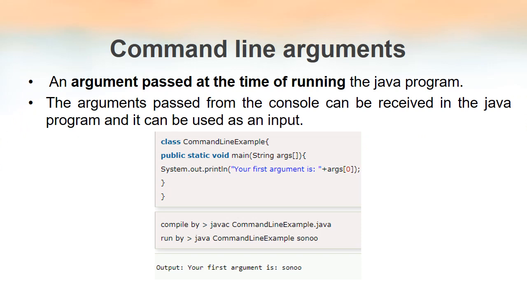Command line arguments means the parameters or the input that we give through the command line. That means through the terminal or command prompt. That is how we can define command line arguments.